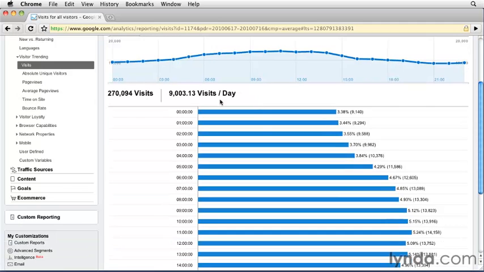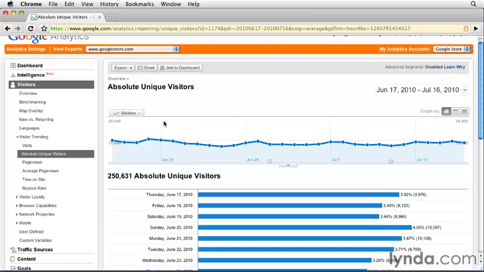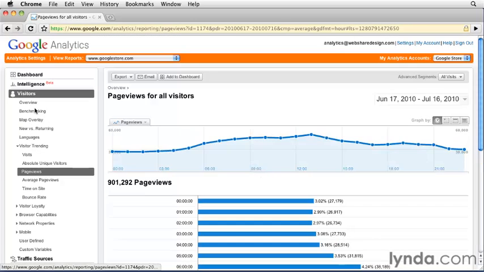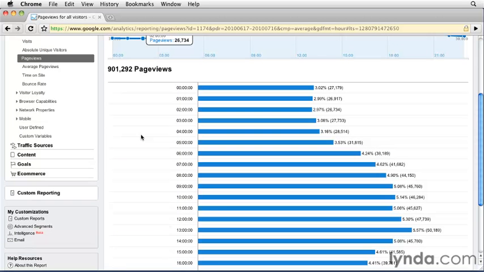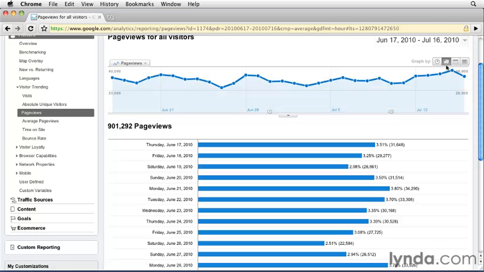The absolute unique visitors report here is moving to the custom report section, but the idea is the same, to be able to estimate the number of unique people who have visited the site and created those visits and page views. The page views report is similar to just what it sounds. We're able to estimate the number of page views on each particular hour, day, week, or month to the site.